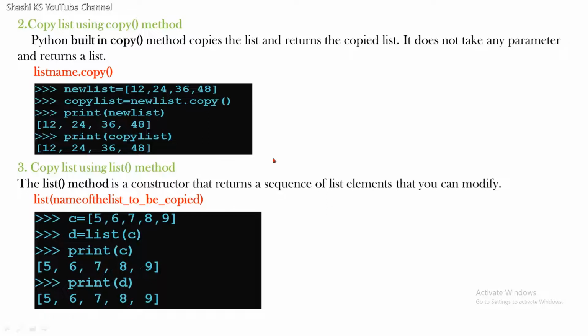I can also copy a list by using the list method. Now this list is a constructor method in Python, which will return the sequence of list elements, which you can modify. So here the syntax is list, and within the brackets, you have to specify the name of the list to be copied. So C is equal to 5, 6, 7, 8, and 9, which is a list. And then I call the list constructor and pass the list C to it. And then the copied list is saved in D. Later, when I print C and D, you can see that both of them are containing the same values.